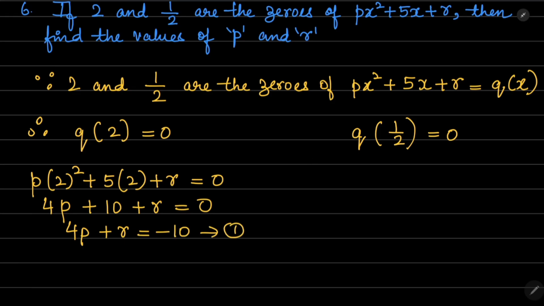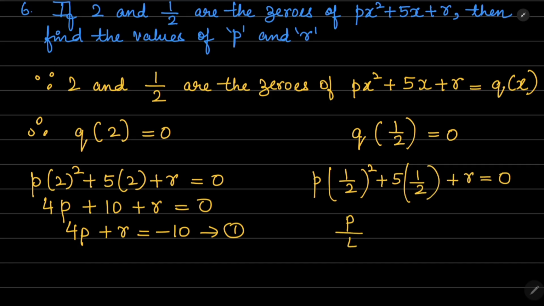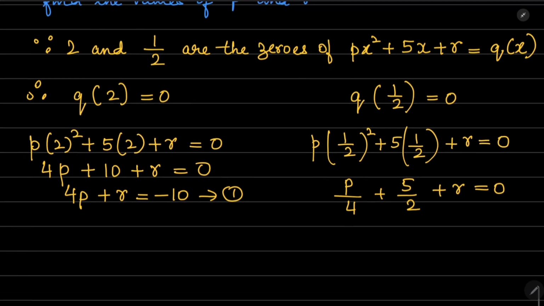When you replace x with 1 by 2, what do you get? P into 1 by 2 the whole square plus 5 into 1 by 2 plus r equal to 0. So you get p by 4 plus 5 by 2 plus r equal to 0.